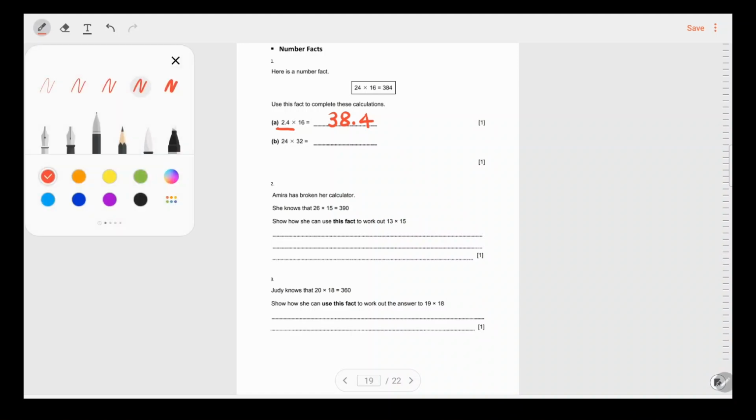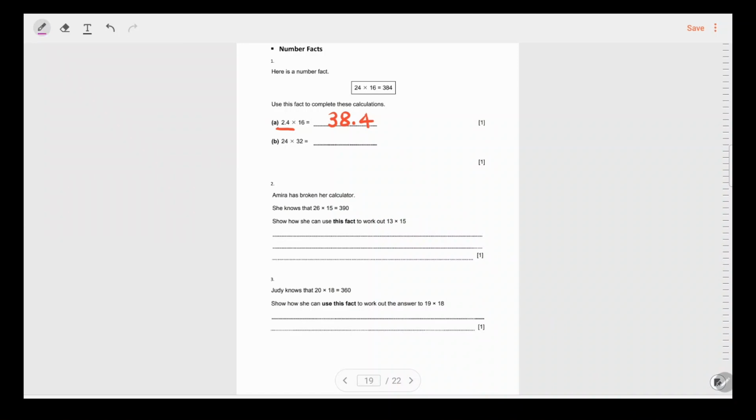Then the next question, what is different here is that instead of 16, we have 32. And we know that 16 times 2 is 32. So basically this is doubled, which means that our answer needs to be doubled as well. So 384 times 2, which is 768. And then we have our answer.